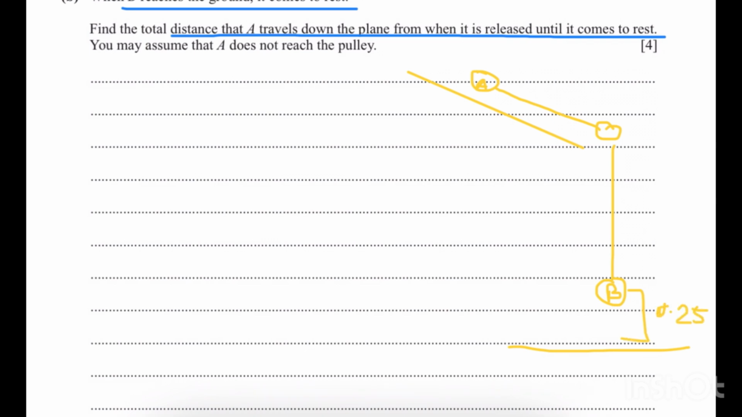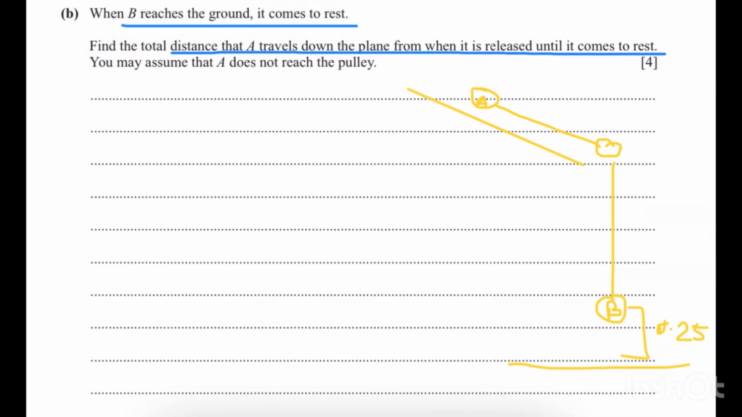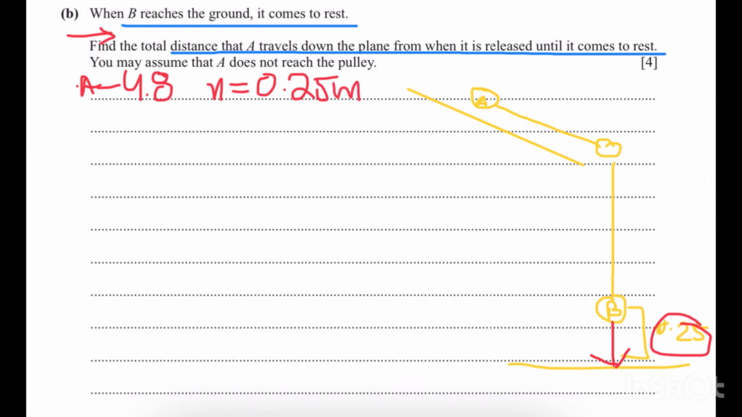Now these two particles A and B are connected, which means they have the same acceleration, as we found out in part A, which was equal to 4.8, and that means that they also travel the same distance. So for B to reach the ground, as they mention over here, B needs to travel this 0.25 meters. That means that A also travels this 0.25 meters, and initially it started from rest.